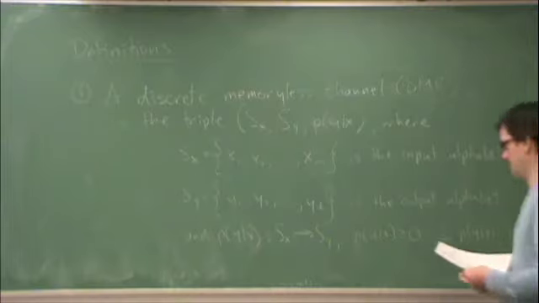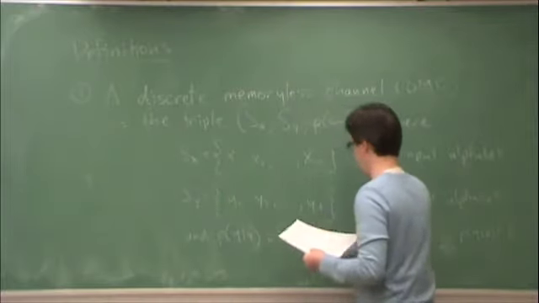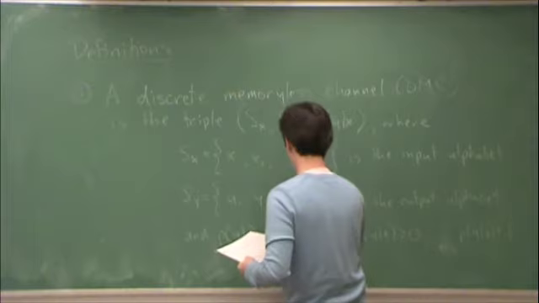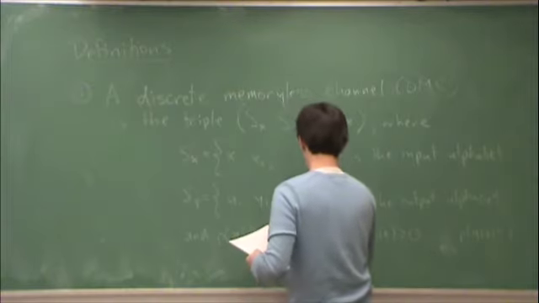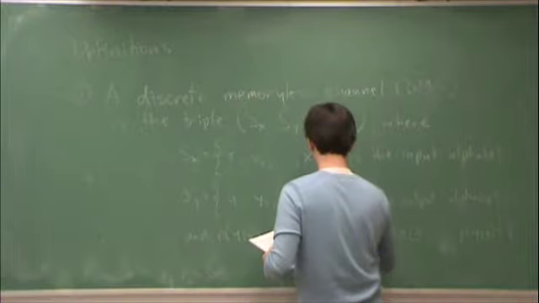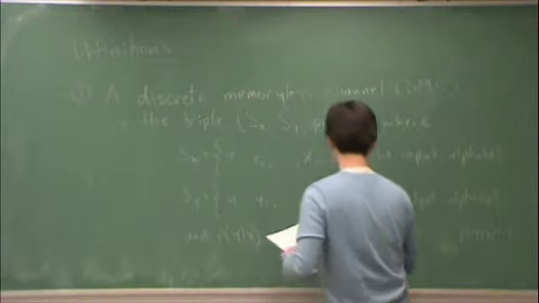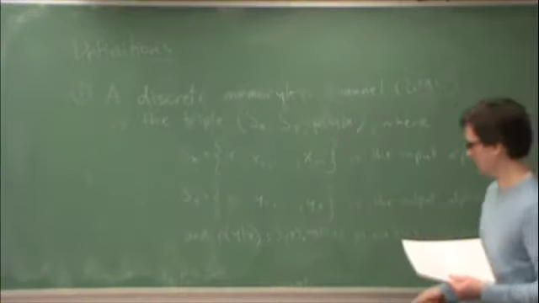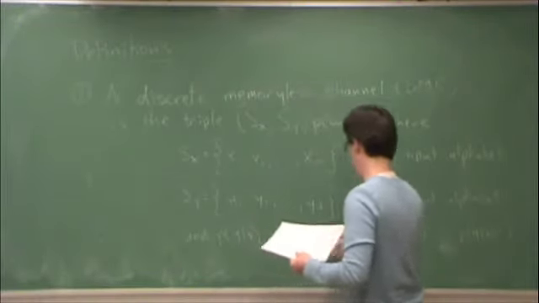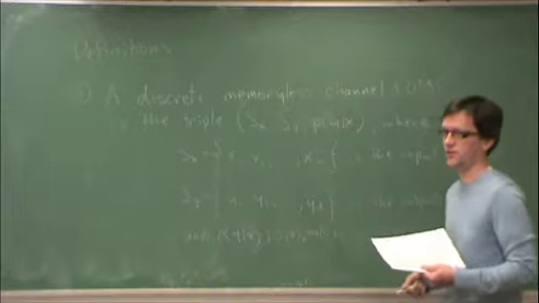Sorry, this is not correct. It's not a function from Sx to Sy. It's a function from Sy and Sx to the interval 0, 1. In other words, I can take any pair, y and x, plug them in here, and I'll get a probability which has to be on the interval 0, 1.